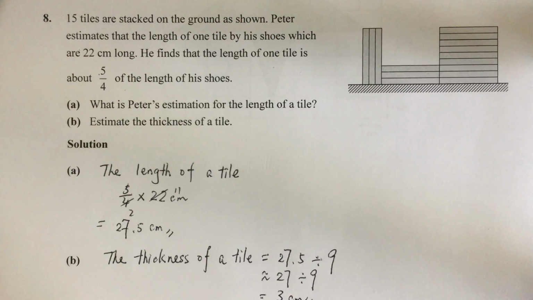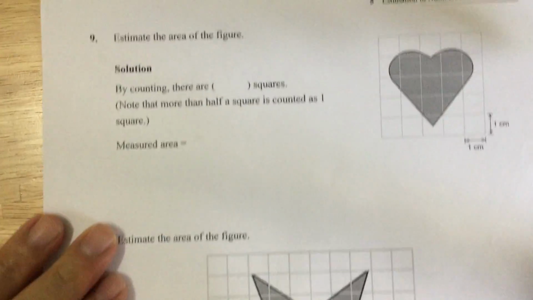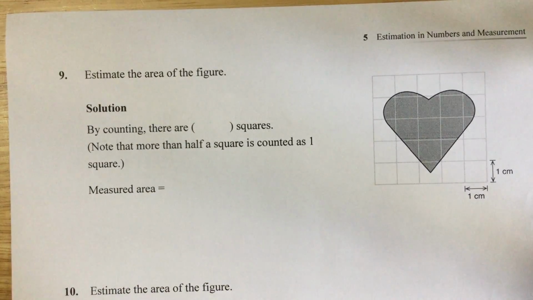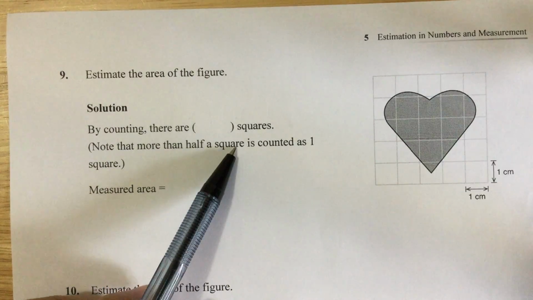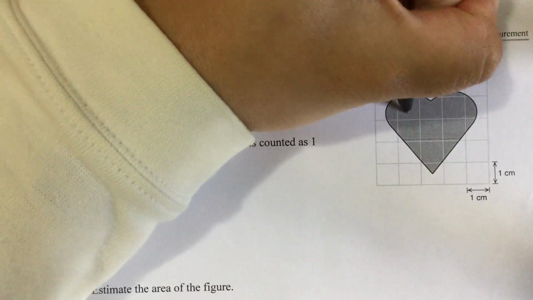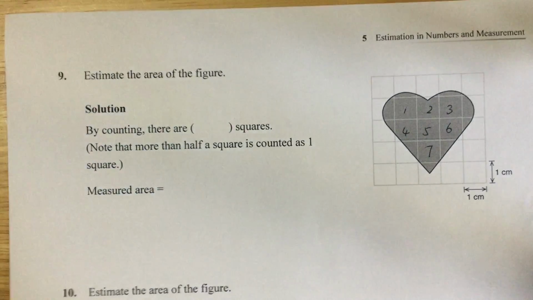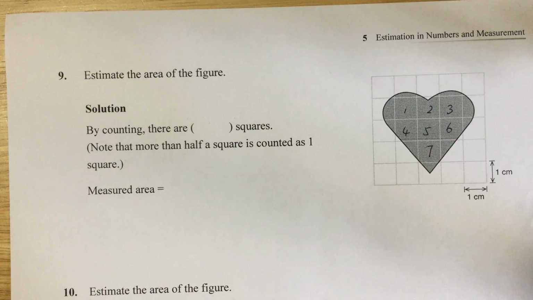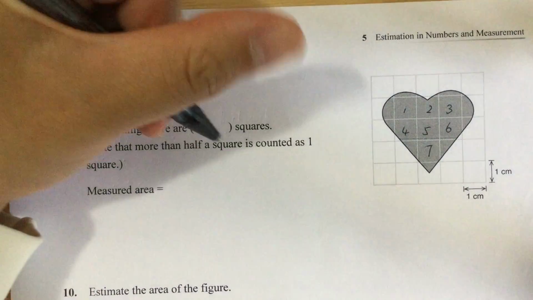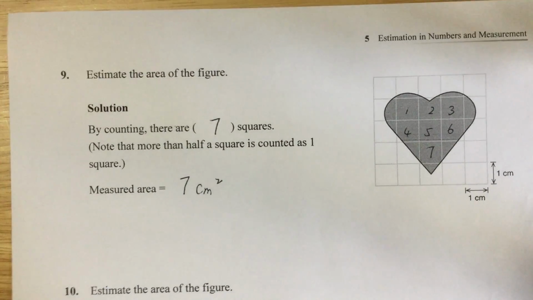Okay, we will go to the last two questions. That is finding the area of some figures. Okay, now for question 9, we are going to find the area of this figure by counting how many squares are greater than half a square. I think that you can learn something in your primary school. For this one, we count 1, 2, 3, 4, 5, 6, 7. There are 7 squares that are greater than half of the square. So the measuring area is 7 cm square. So this is question 9.